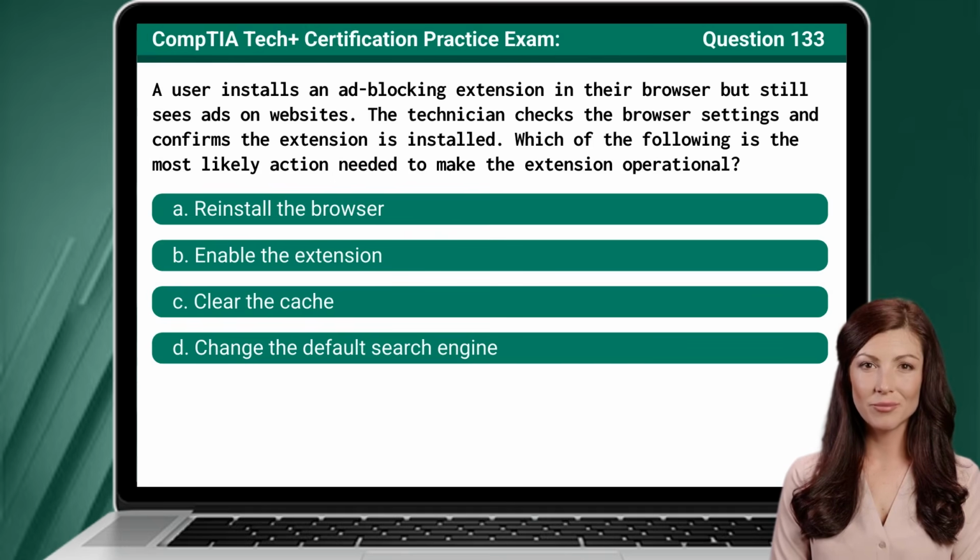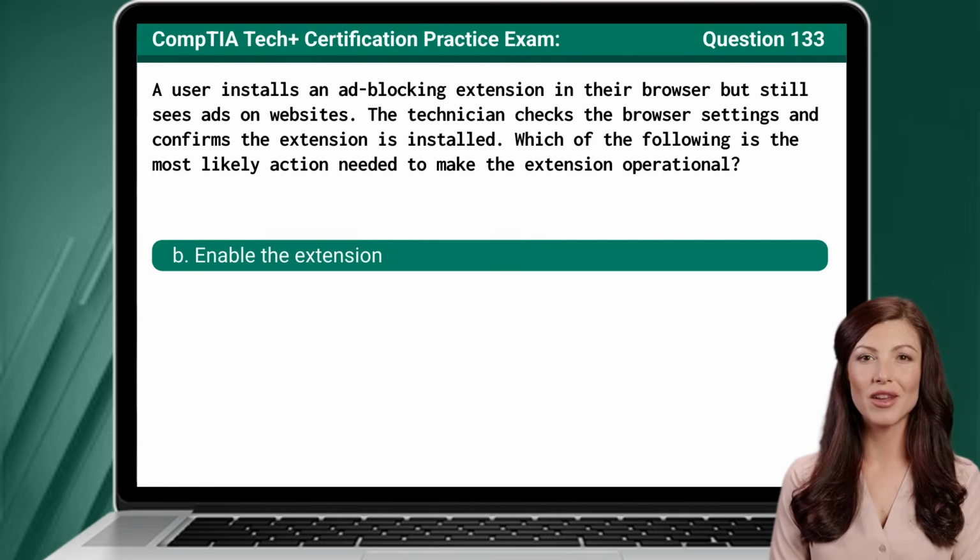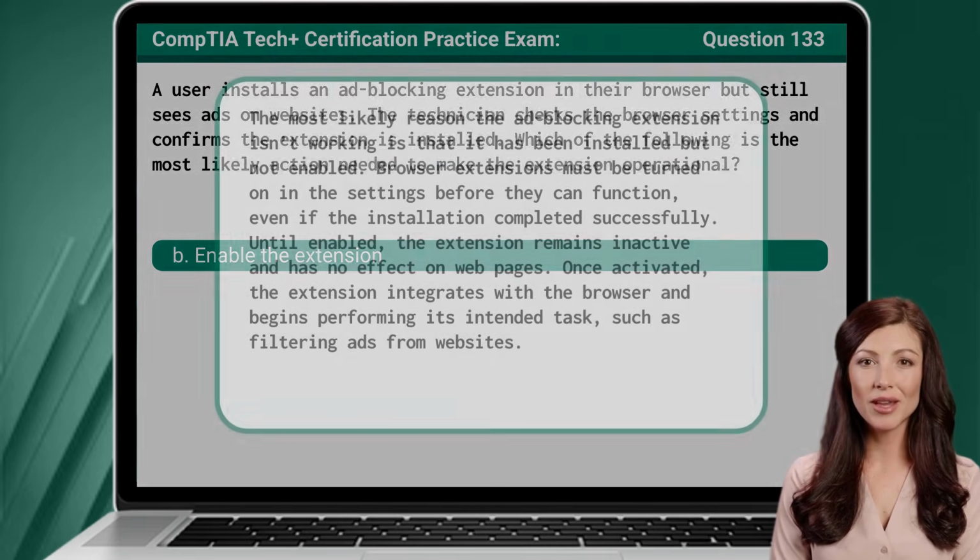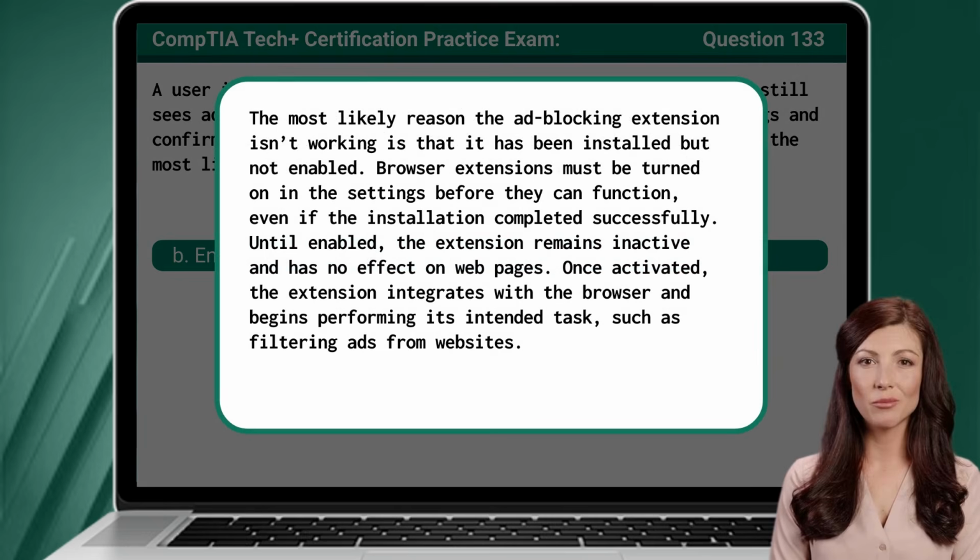The answer is B. Enable the extension. The most likely reason the ad blocking extension isn't working is that it has been installed but not enabled. Browser extensions must be turned on in the settings before they can function, even if the installation completed successfully. Until enabled, the extension remains inactive and has no effect on web pages. Once activated, the extension integrates with the browser and begins performing its intended task, such as filtering ads from websites.